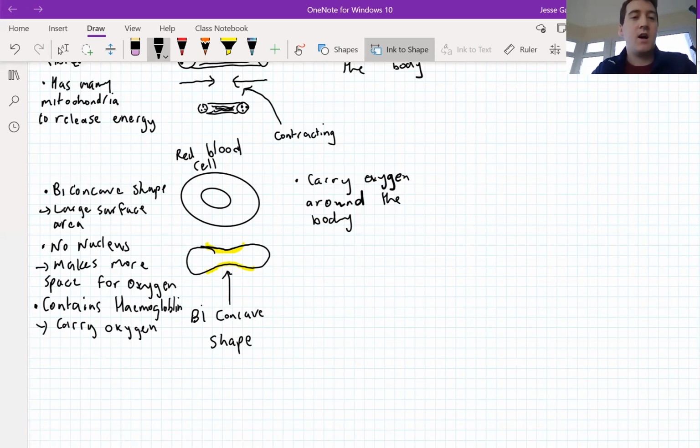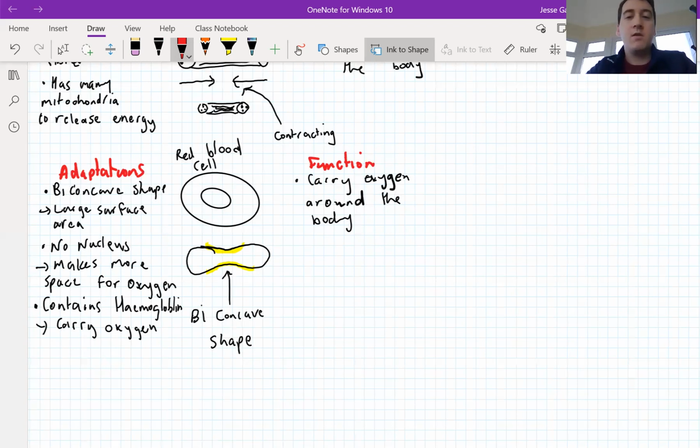So all of these are, again, what we call adaptations or special features that help the red blood cell to carry out its function. The adaptations are a biconcave shape, which gives it a large surface area. It has no nucleus, making more space for oxygen, and it contains this chemical hemoglobin, which carries oxygen. All of these help it to do its function, which is to carry oxygen around the body.